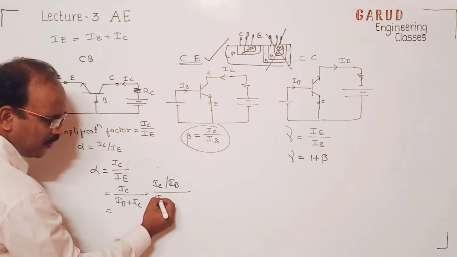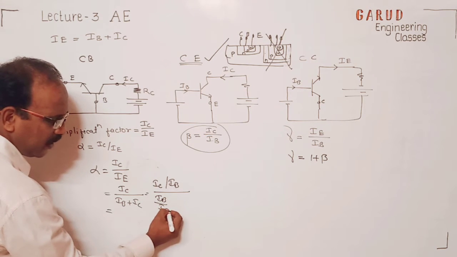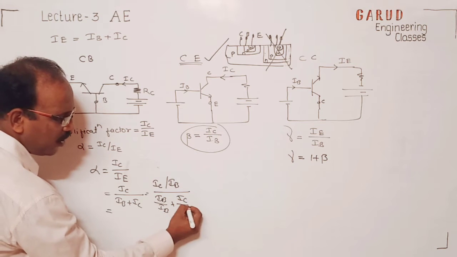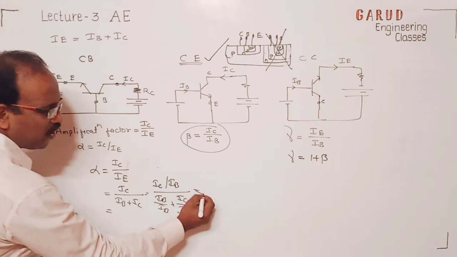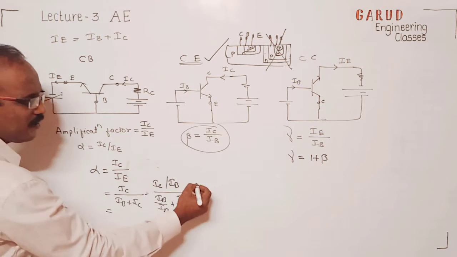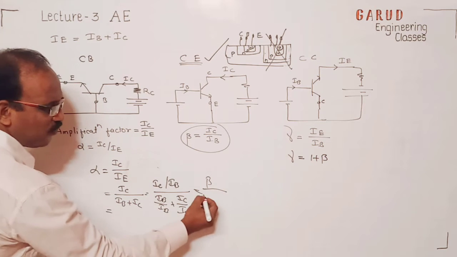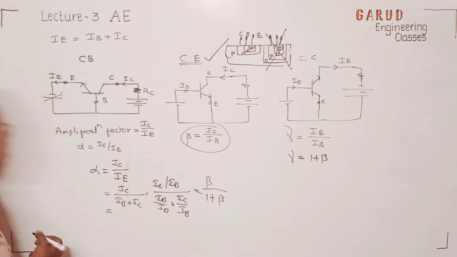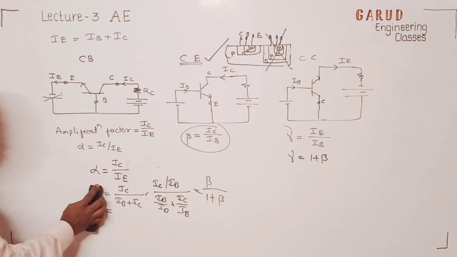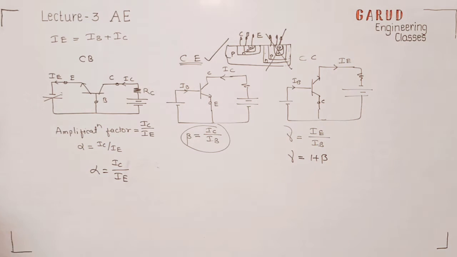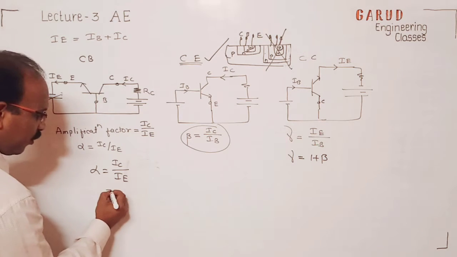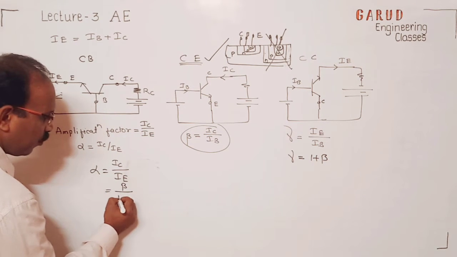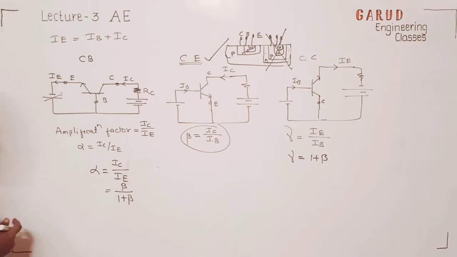IB upon IB plus IC upon IB. So what is IC upon IB? Beta. So this is 1 plus beta. Correct? So alpha is equal to beta upon 1 plus beta. So I write here alpha equals beta upon 1 plus beta.